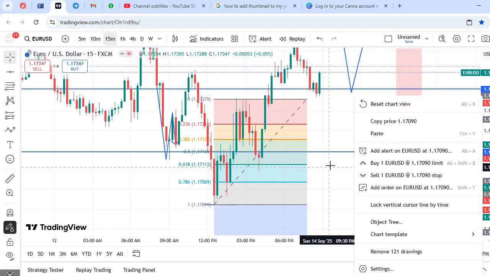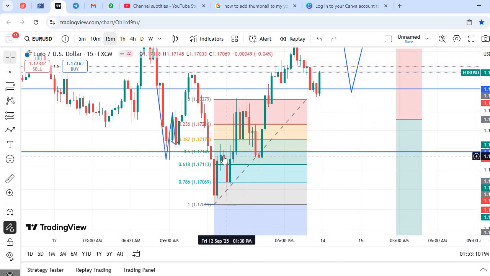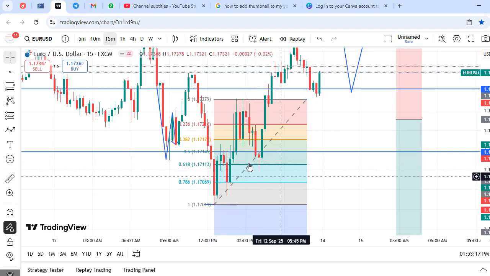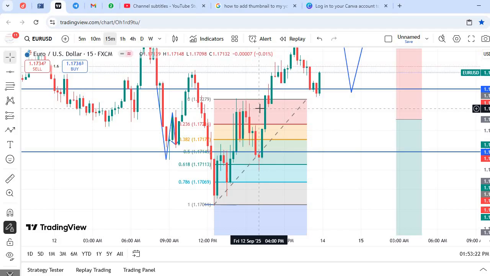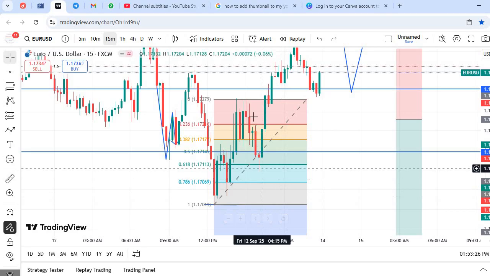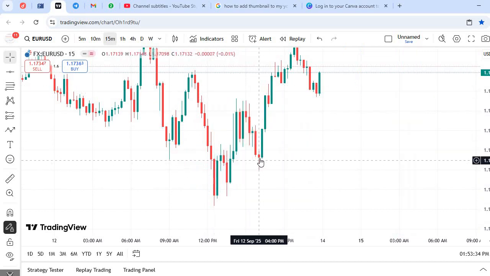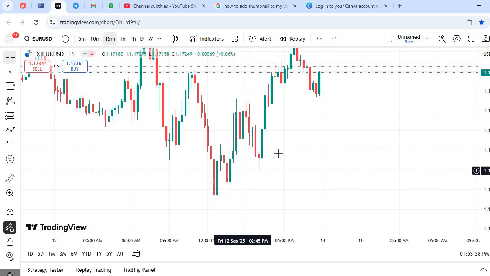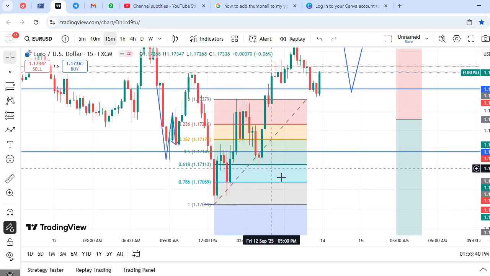So now, after dropping it on it, from 0.5 below is your discount zone. And the 0.5 above is your premium zone. So you want to buy from your discount and you sell from your premium zone. So in this option, you want to buy from anything below the 0.5, and that is where you have your discount zone.